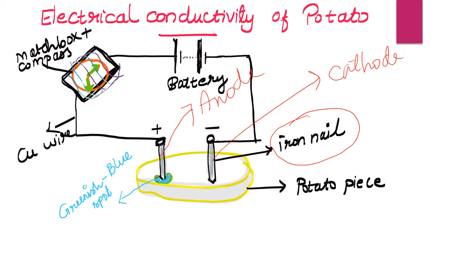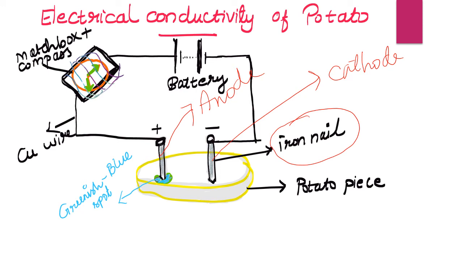So where are the anode and cathode fixed? These are fixed in a potato. You have to take a potato, peel off the skin, take only half a piece, and use the inside part of the potato, not the outside part, for fixing these iron nails. Then the electricity is passing. So the setup is ready now.